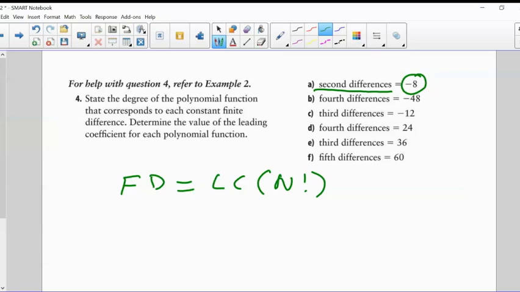So what part of this function do we know? Do we know the FD? Do we know the LC? Or do we know the N? I'm going to walk you through this now, Keonte, so don't worry. We're going to walk you through this. What part of this equation do we know?